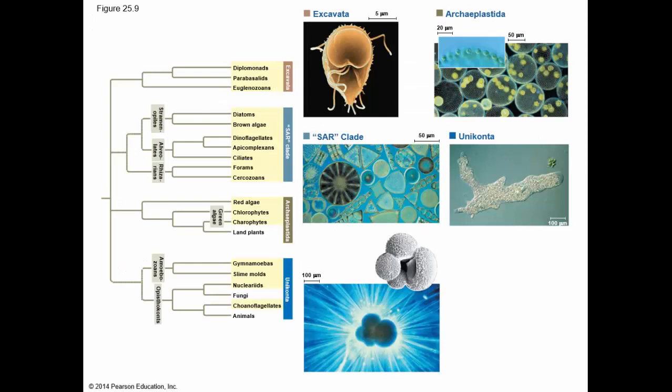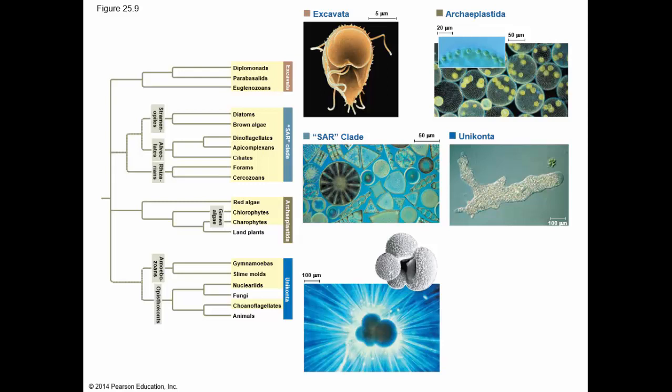So now let's take a look at a proposed phylogeny that illustrates these 4 different supergroups. Okay, we have the excavata, which is a group of protists that contains 3 other groups. We have another group simply called the SAR clade. Okay, and SAR stands for the first letter of each of the 3 groups within the clade. So the excavata and the SAR clade contain only organisms that could generally be described as protists.